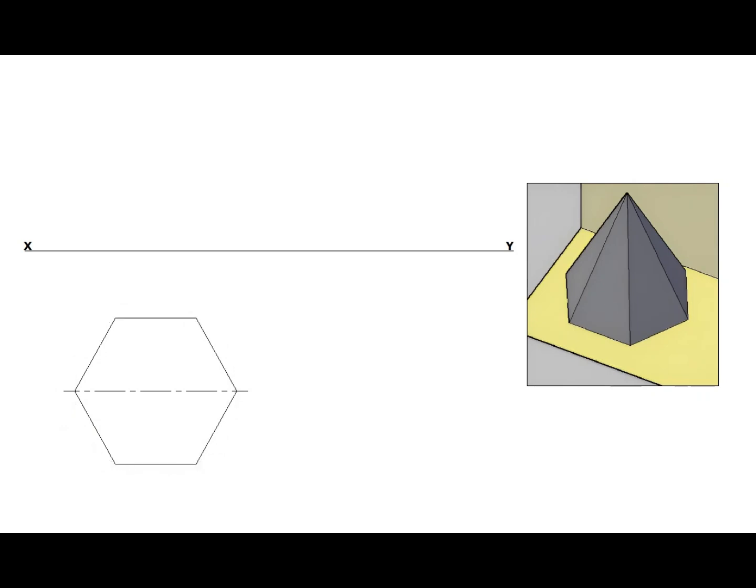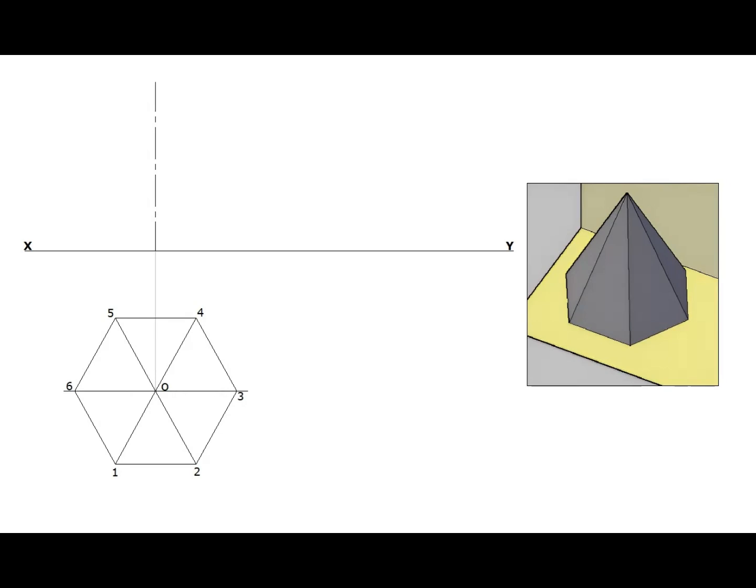Name the base corners of the pyramid as 1, 2, 3, 4, 5, and 6. In the top view, all its slant edges can be seen as diagonals of the hexagon. Draw lines from its base corners to the center of the polygon. The center point of the polygon is the apex point or vertex point, O, of the pyramid. To draw the elevation, project this apex point above the XY line.